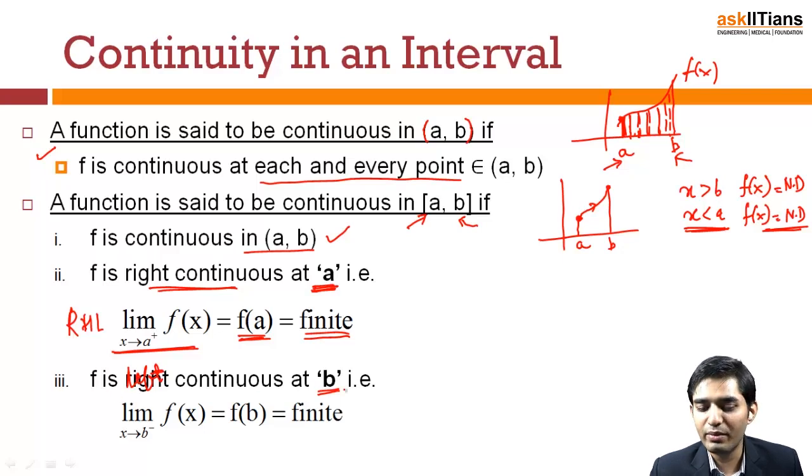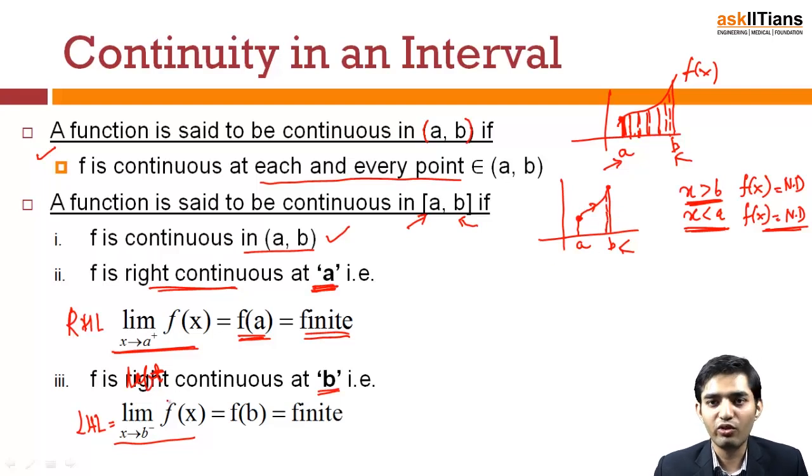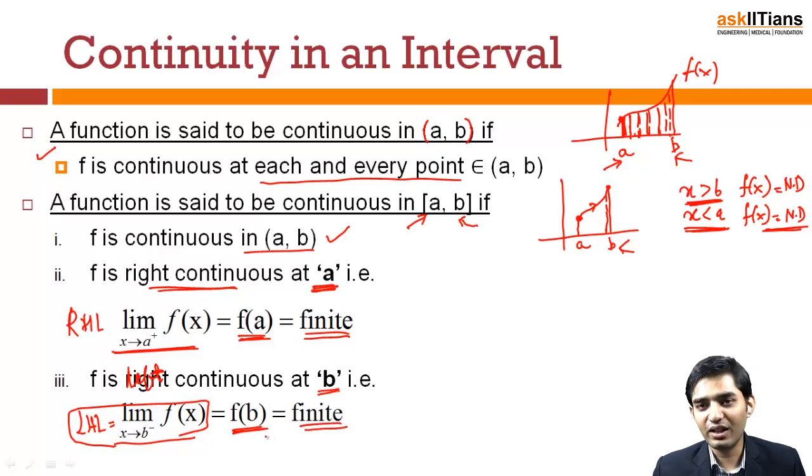f is left continuous at b if the left hand limit, this is nothing but LHL, if LHL is equal to the value of the function, which is equal to finite, right? So here, see, for x greater than b, the function is not defined. So if I want to talk about the continuity at x equal to b, then I will have to check with the LHL, because only the left hand side is defined. So we can check the limit at b minus only. For b plus it is not defined, right? So we can check for LHL, and if this LHL is equal to the value of the function at that particular point, which is x equal to b, then it will be left continuous, right?